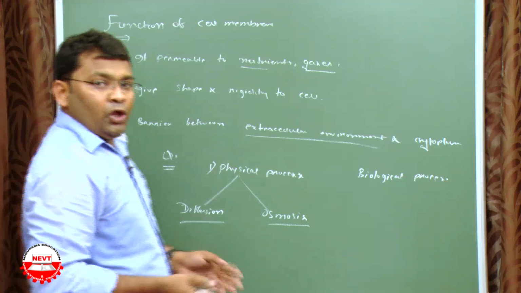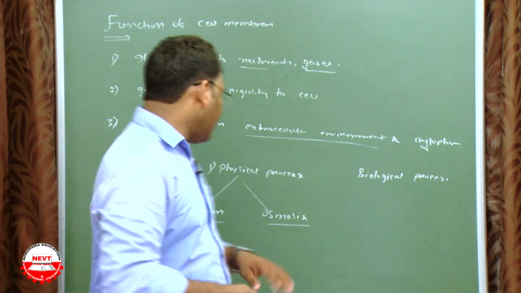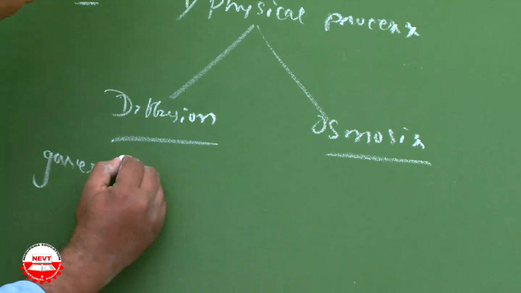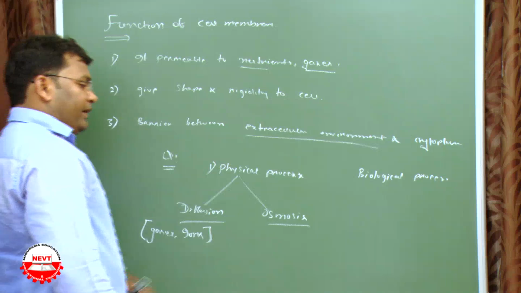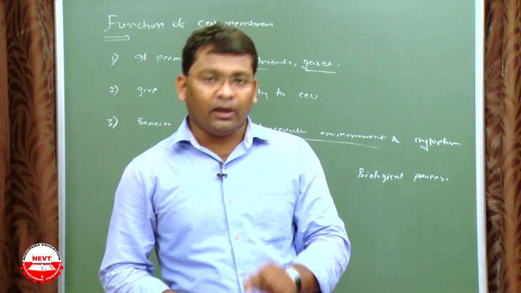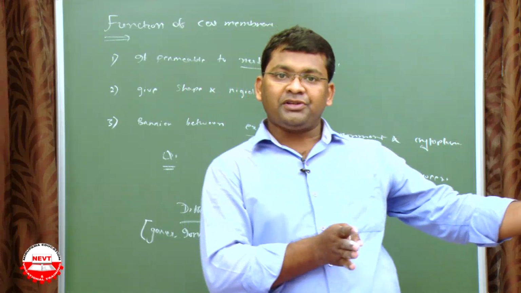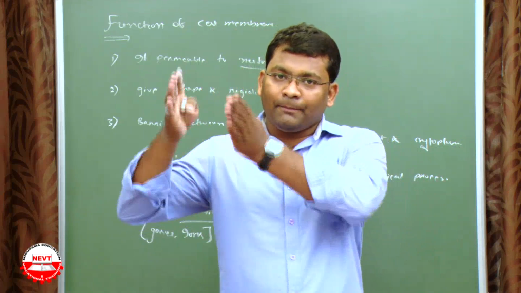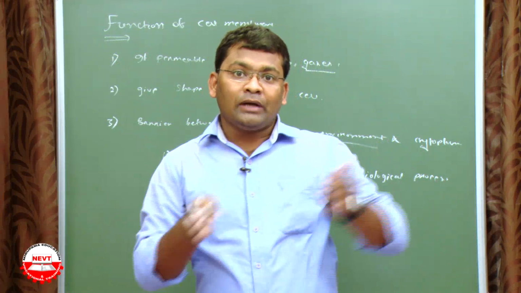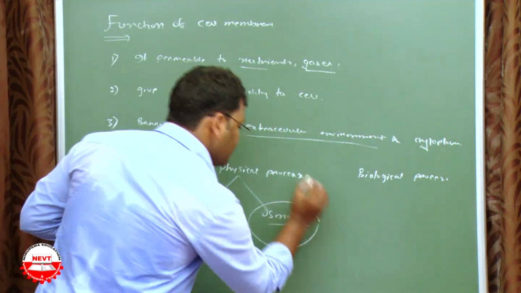So what is diffusion? The movement of molecules from higher concentration to lower concentration. Basically diffusion takes place in gases and ions. But in osmosis, so exactly what is osmosis? Osmosis is the movement of water from higher concentration of water to lower concentration, or the movement of water from lower concentration of solutes to higher concentration of solute. Let's see in detail how osmosis varies.